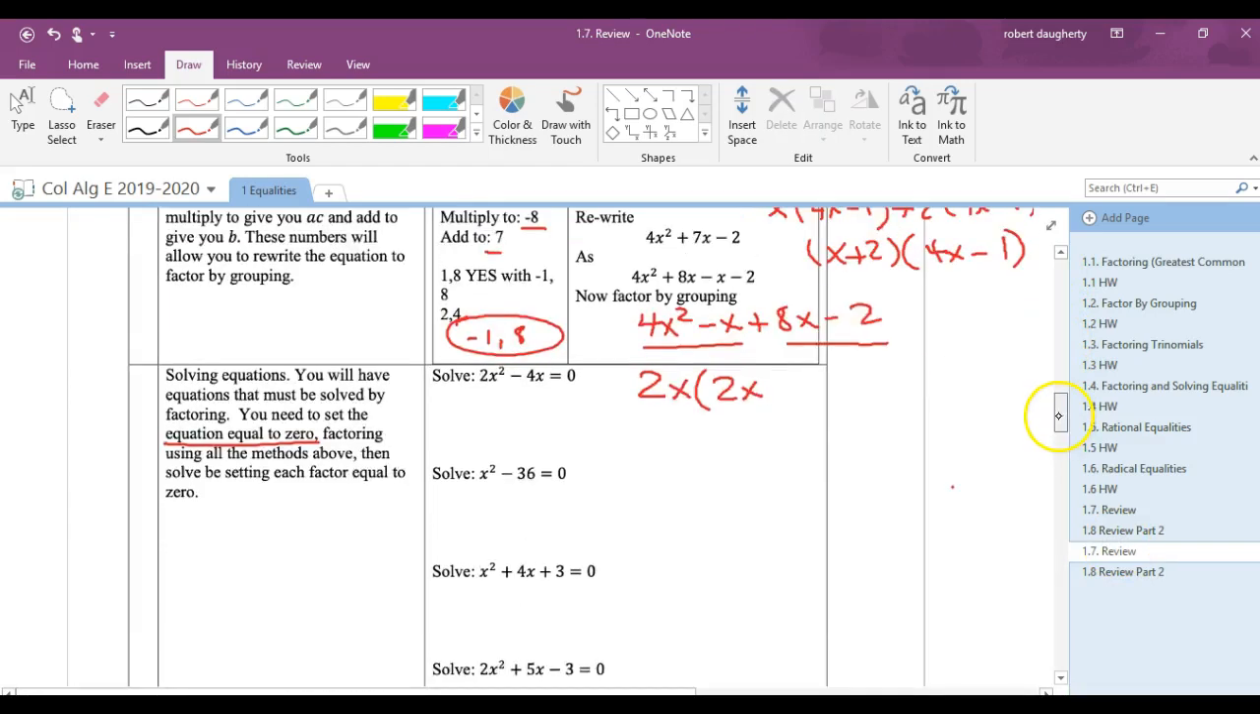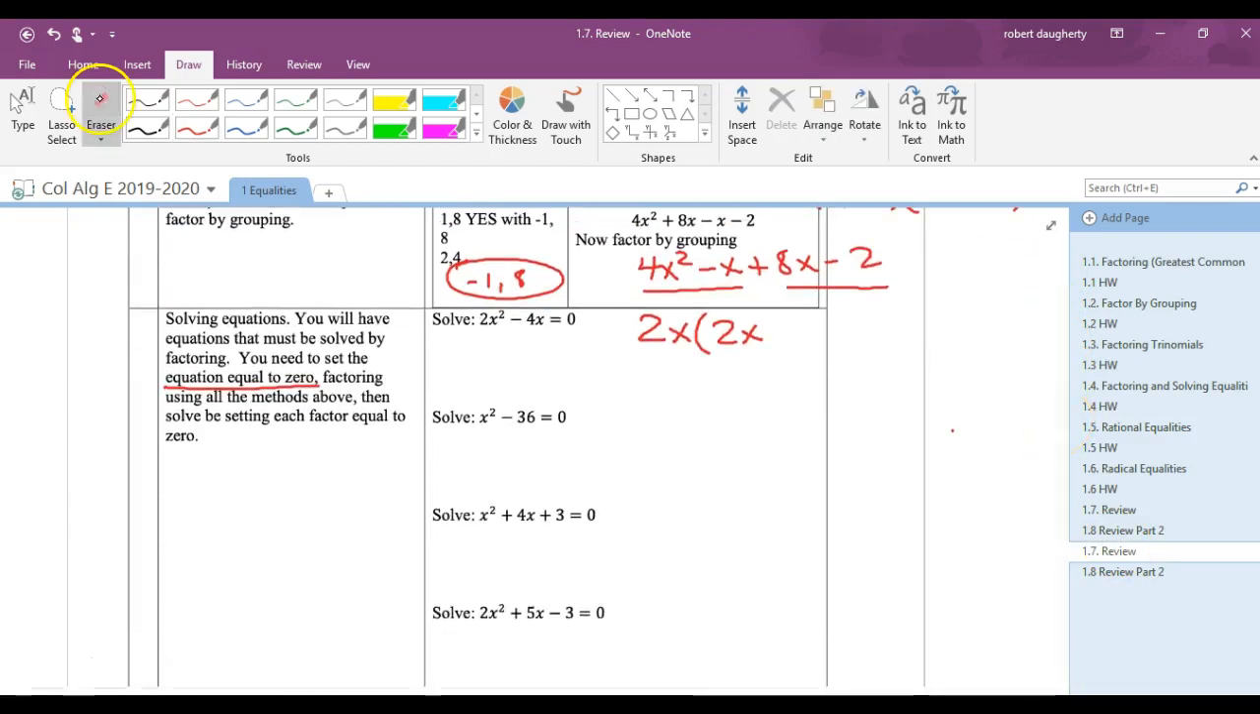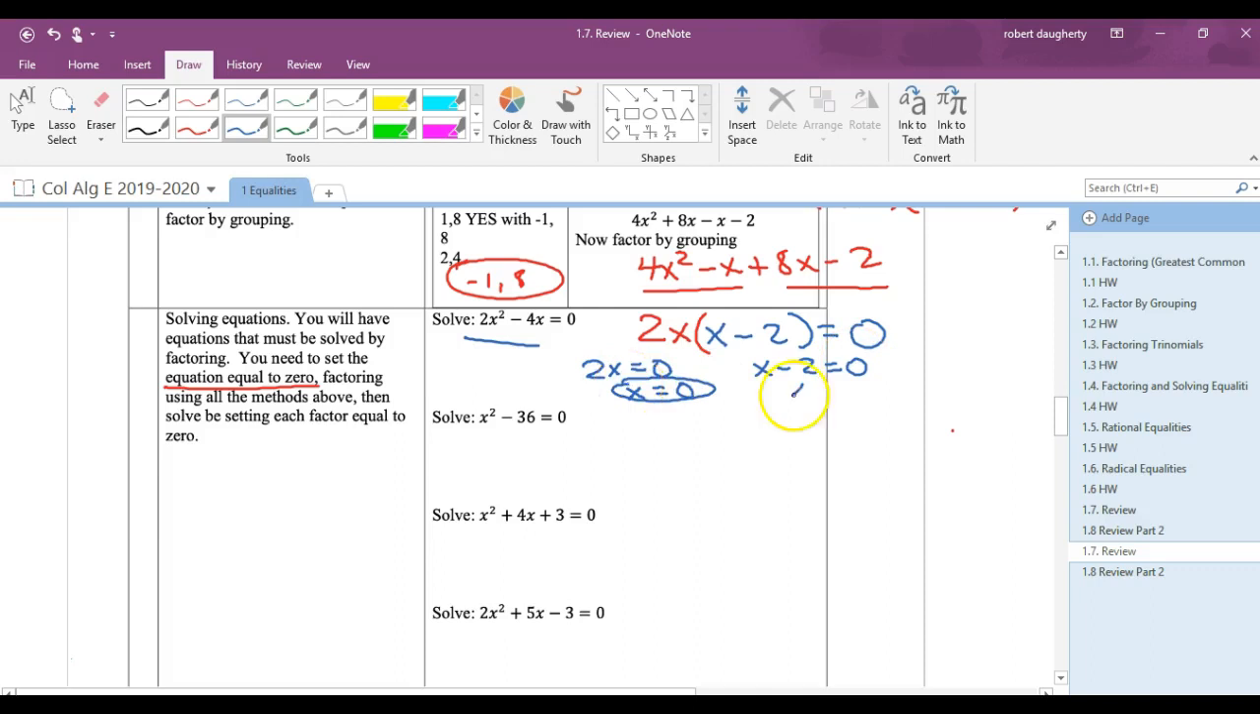So factoring out a 2x, when I factor out a 2x of this equation, I'm left with x minus 2 equals 0. Now I'm fully factored. I got factors multiplied to give me 0. So that means that 2x equals 0 or x minus 2 equals 0. This means that x equals 0 or x equals 2. Those are my two solutions.